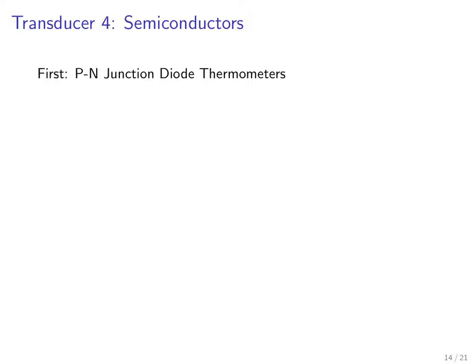The fourth class of temperature transducers are semiconductors, and we're going to talk about two subtypes in this category, the first of which is the PN junction diode thermometer. So we haven't really talked much about diodes in class yet, so I wanted to do first a brief introduction to PN junction diodes. So here's an electrical schematic of a PN junction diode. It has this upside down triangle with a line across the end, and it has two ends, the positive end and the minus end. The positive end is called the anode, and the negative end is called the cathode.